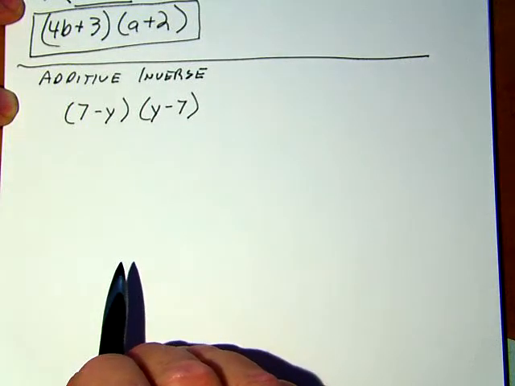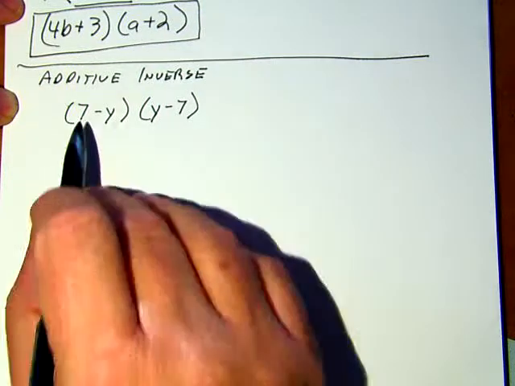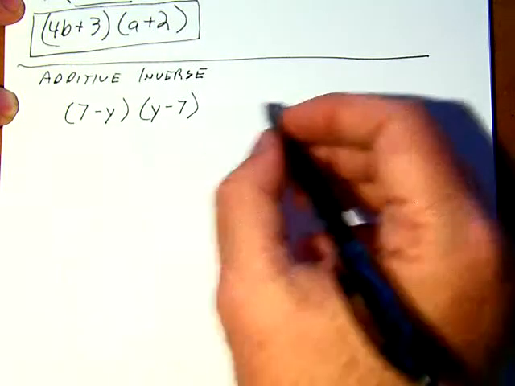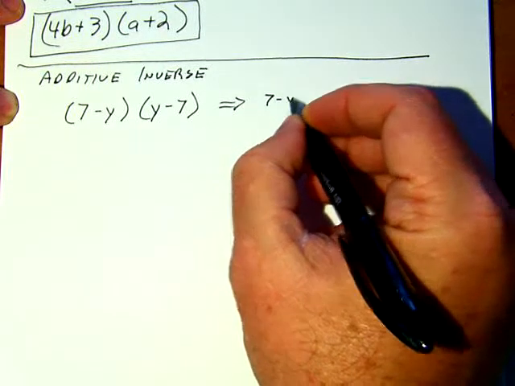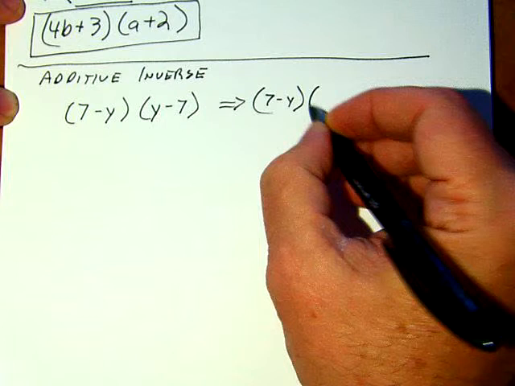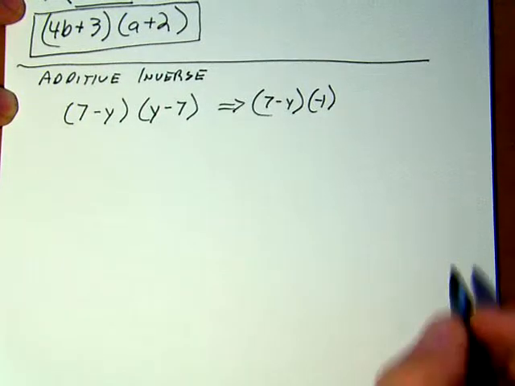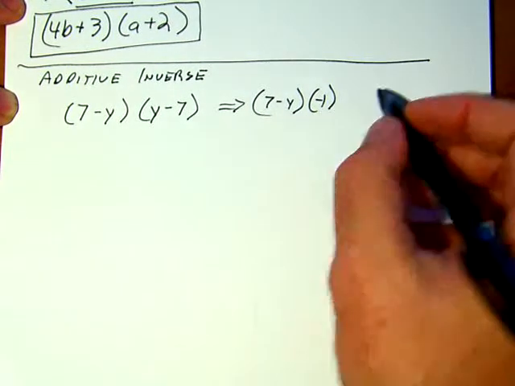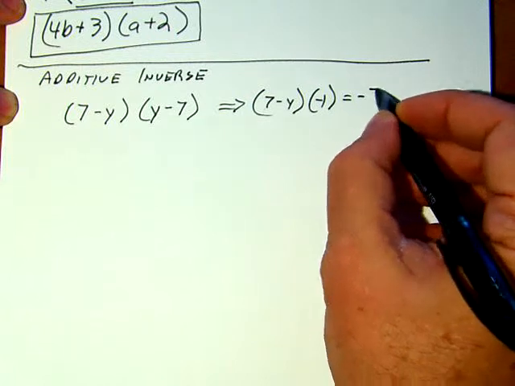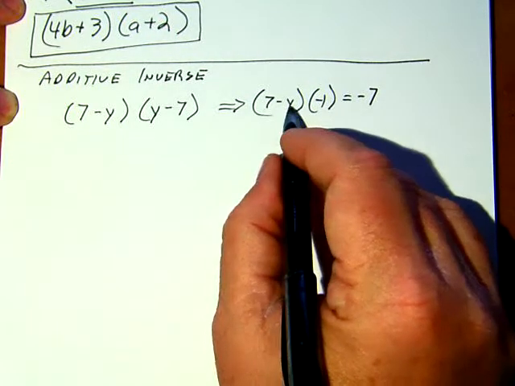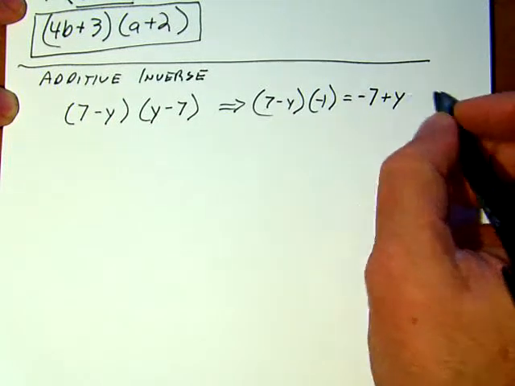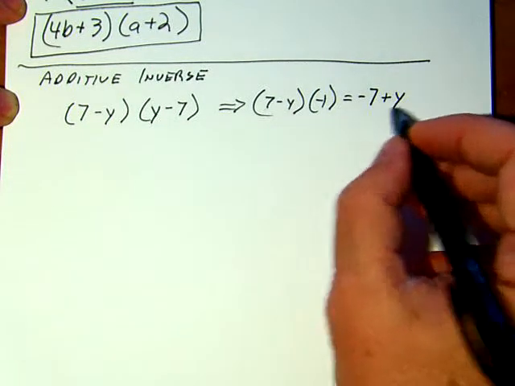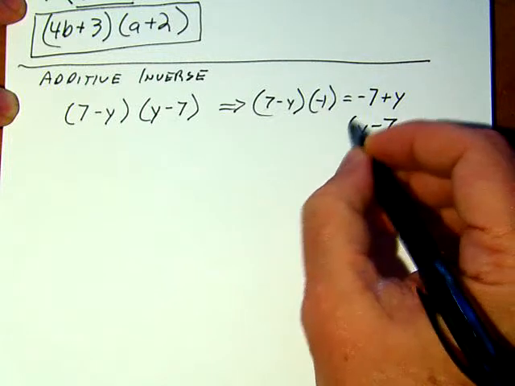What happens is I realize that if I take 7 minus y and multiply it times negative 1, what do I get? Well, 7 times negative 1 is negative 7. Negative y times negative 1 is positive y. And I can rewrite that as y minus 7.